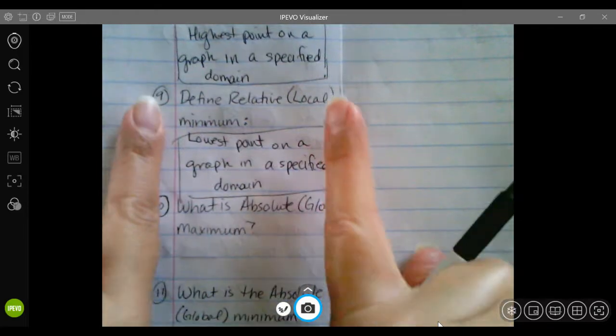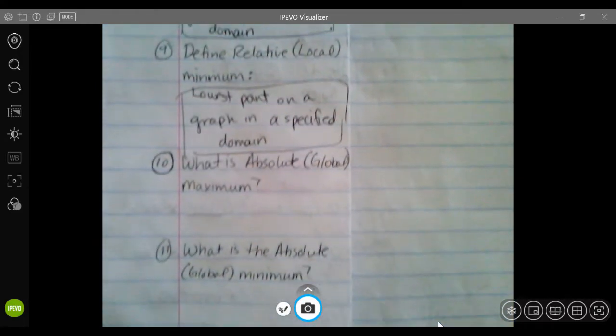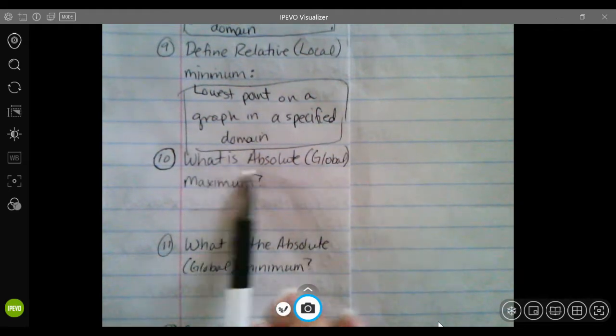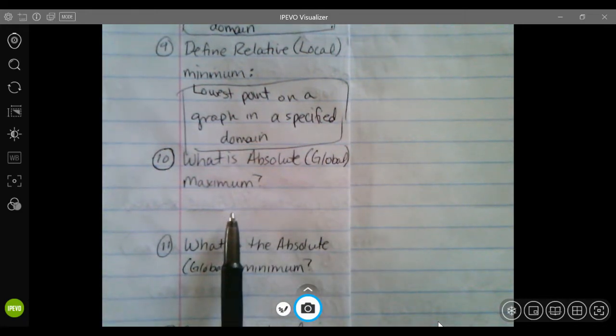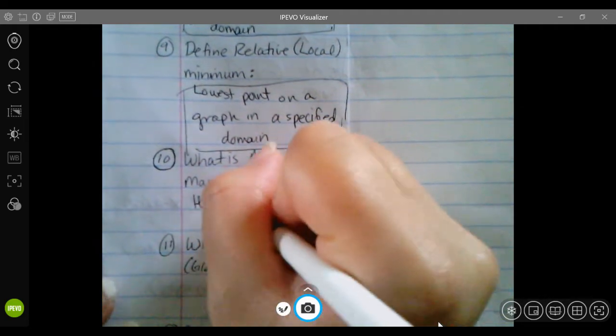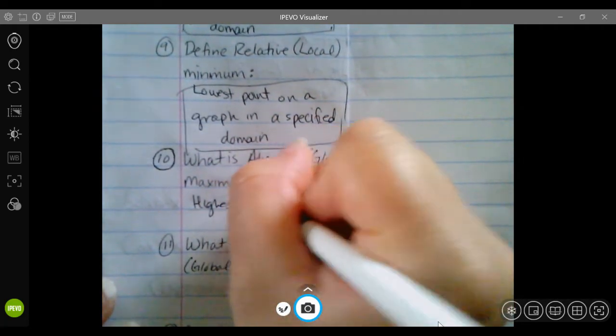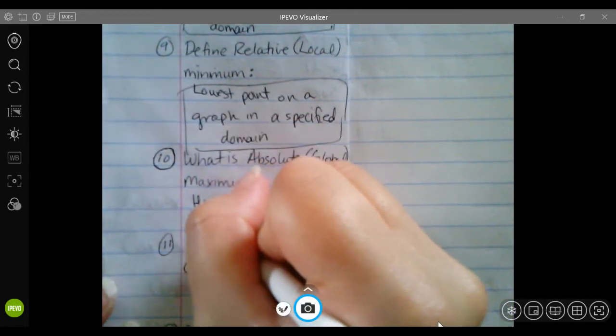So again, between two areas of the graph, what's the lowest point in that graph? Okay. What is absolute maximum? Okay. So absolute maximum means what's the highest point in the entire graph. So highest point in the entire graph.